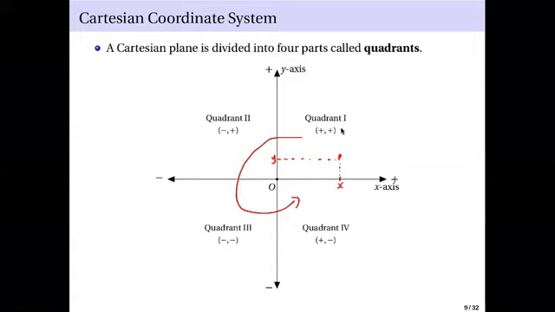So quadrant 1, positive, positive. Quadrant 2, negative, positive. Quadrant 3, negative, negative. Quadrant 4, positive, negative. And these names, quadrants 1, 2, 3, and 4, are universal names. You go to a different school, different colleges, universities, and this is still the name for all of these quadrants.